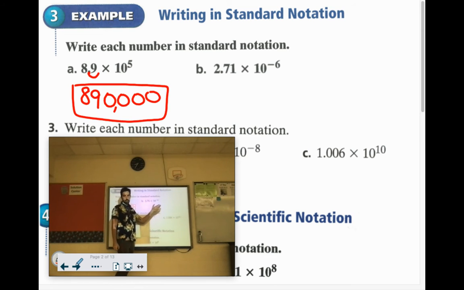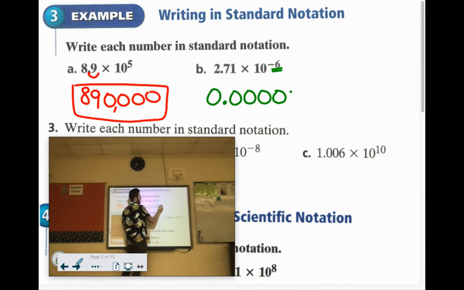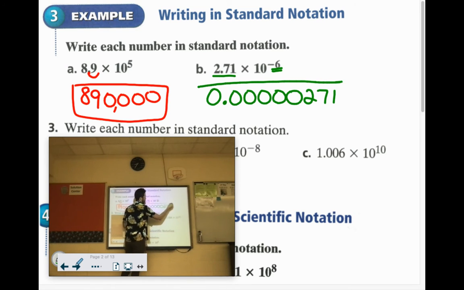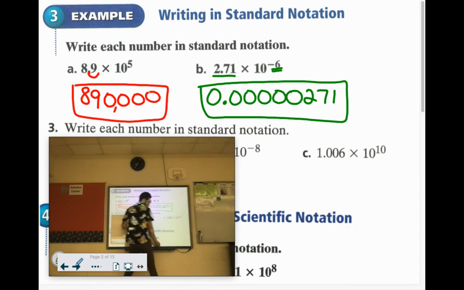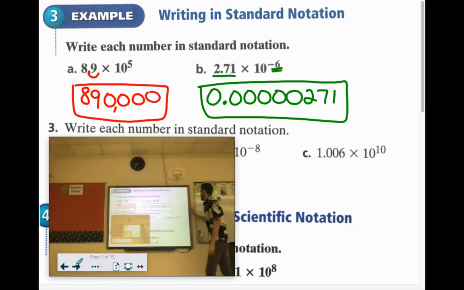Now this one has a -6, which means we're going to move it left 6 places. Or just remember Hillbilly Plant's way and say, oh, snap, it's going to have 6 zeros in front of this number. But remember, one of those goes in front of the decimal place. So 0, that's our first 0. 1, 2, 3, 4, 5, 6, and then the 2, 7, 1. You got 3 more here.